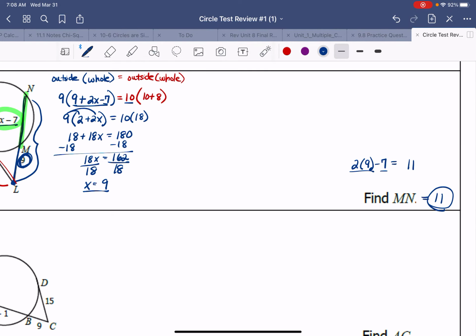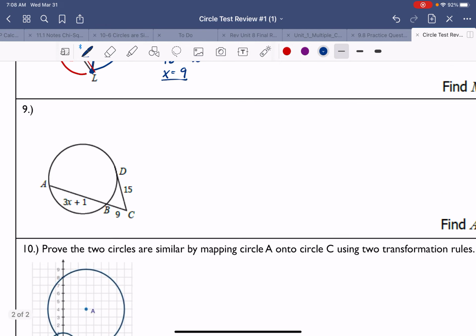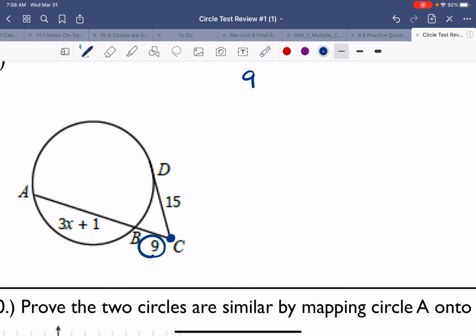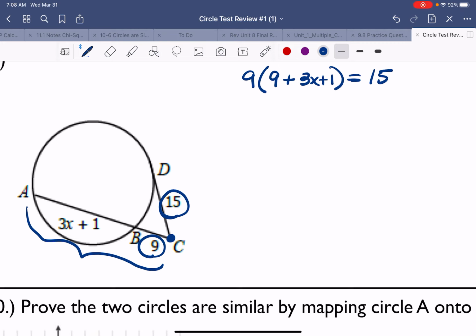All right, let's move on to the next problem. Here's another situation where we have an intersection outside of the circle, and this is really no different. You have the outside, 9, times the whole thing, which we know is not just 9, but also 3x plus 1, so we're going to add them together. And this is equal to, and then this is just a small variation of the same thing. Here we have the outside number 15, right? But then, again, don't we have to multiply that by the whole thing?